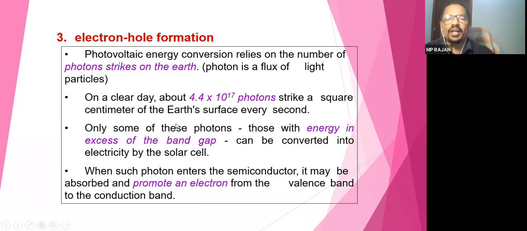It is calculated as 4.4 into 10 raised 17 photons. The light energy is in the form of photons. It is striking over per centimeter square area per second. एक सेकंड में एक सेंटीमीटर स्क्वायर एरिया में around 4.4 into 10 raised 17 फोटोन इतना लाइट एक्ट करता है.